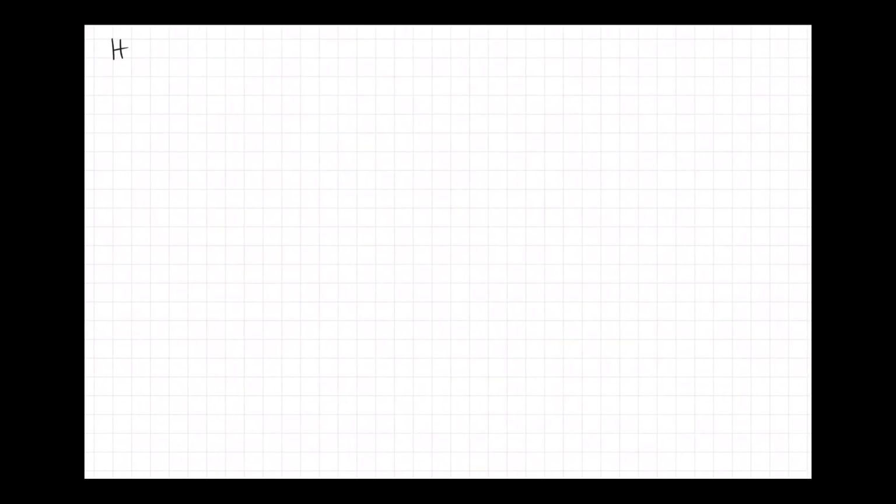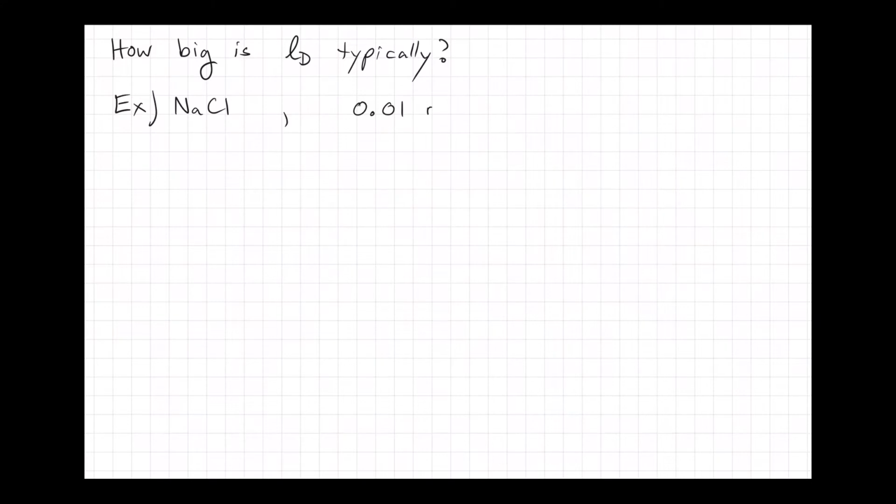All right, so we're armed with all the formulas we need to do useful stuff. Let's make a quick estimation of how big the Debye screening length typically is. I'll use an example of sodium chloride. If I put, I don't know, 0.01 molar sodium chloride into water, what does that screening length look like? Well, let's do a little bit of conversion first.